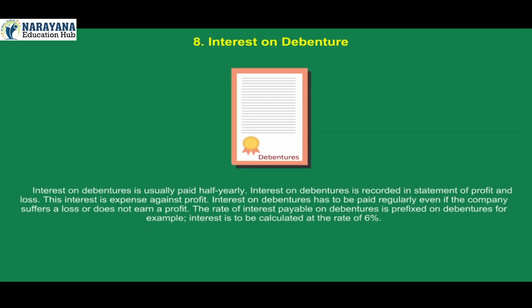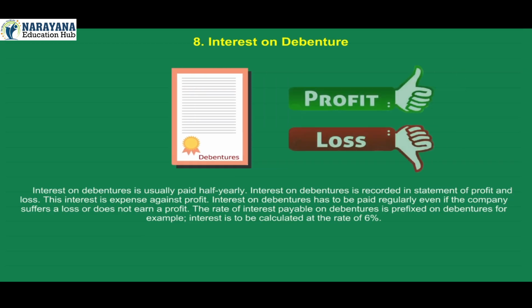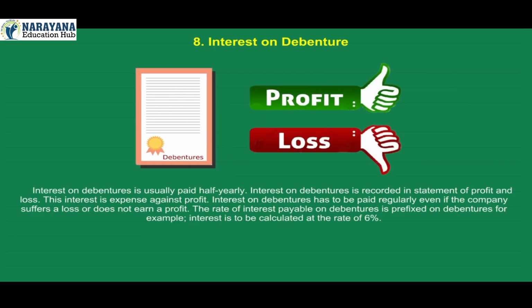8. Interest on debenture. Interest on debentures is usually paid half yearly. Interest on debentures is recorded in statement of profit and loss. This interest is an expense against profit. Interest on debentures has to be paid regularly even if the company suffers a loss or does not earn a profit. The rate of interest payable on debentures is prefixed on debentures. For example, interest is to be calculated at the rate of 6%.